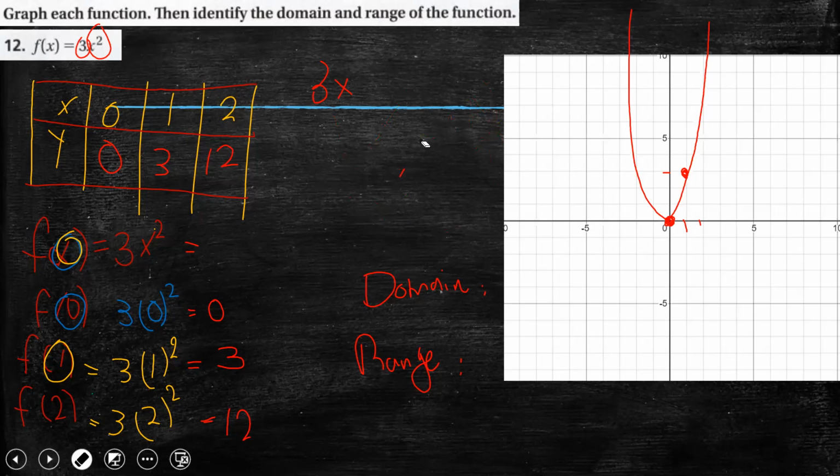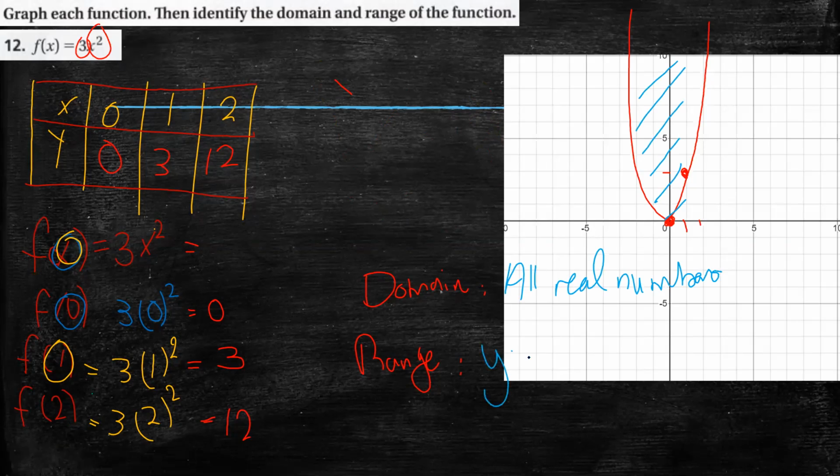Now let's continue to find the domain and the range. As I told you, what is the domain here? All real numbers. Now, look at the range. The range, I'm looking at 1 greater than 0. So now here I say that y is greater than or equal to 0.